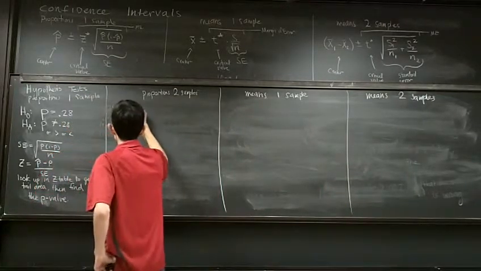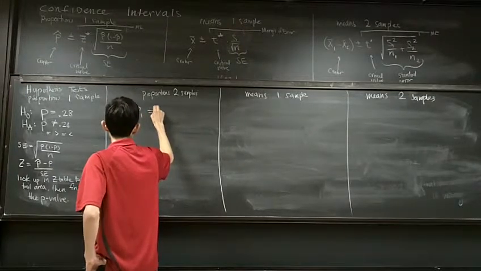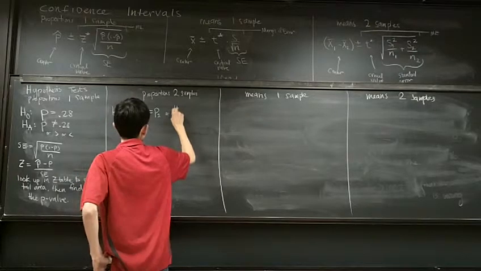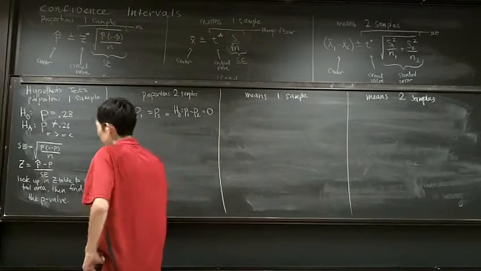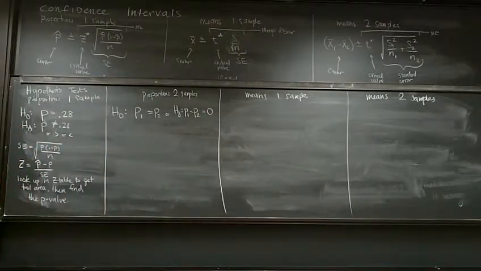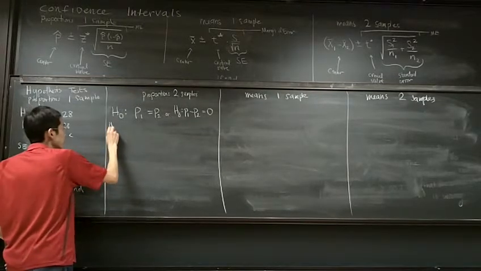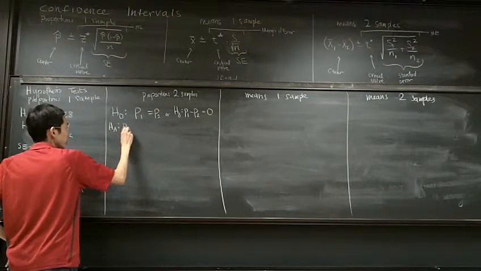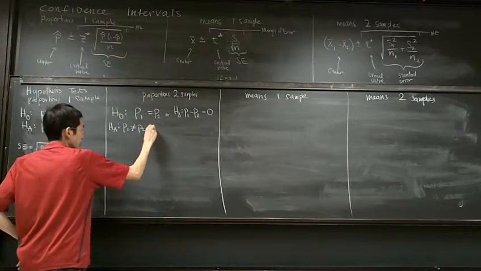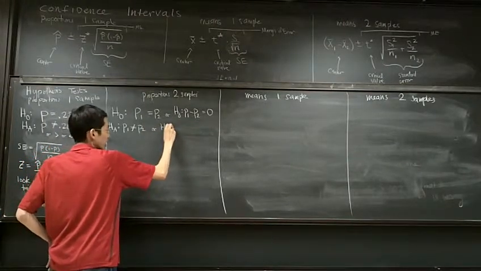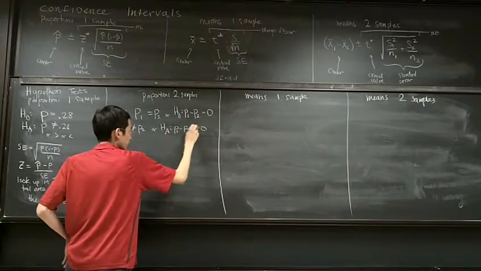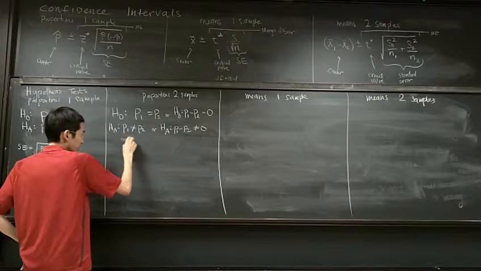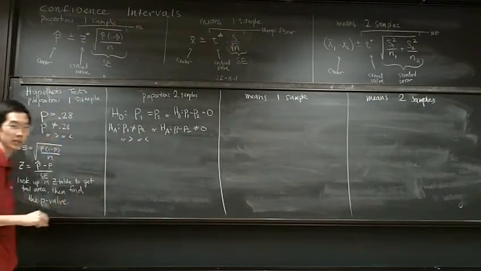Proportions of 2 samples. Null hypothesis will always be P1 equals P2, or it'll be written as P1 minus P2 equals 0. Be prepared to see either form. The alternative, P1 doesn't equal P2, or P1 minus P2 doesn't equal 0. And again, you can have greater than or less than, depending on how the problem is written.